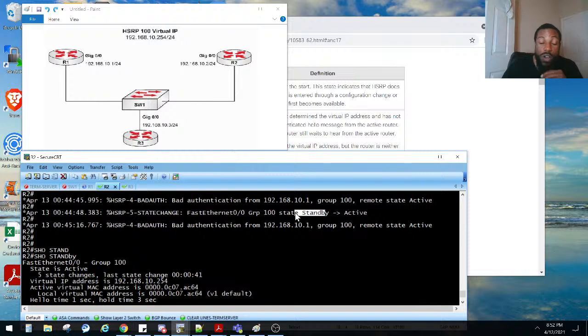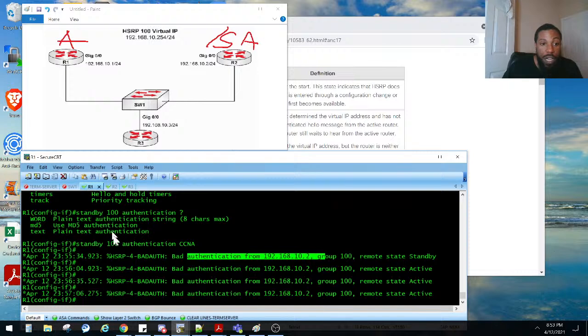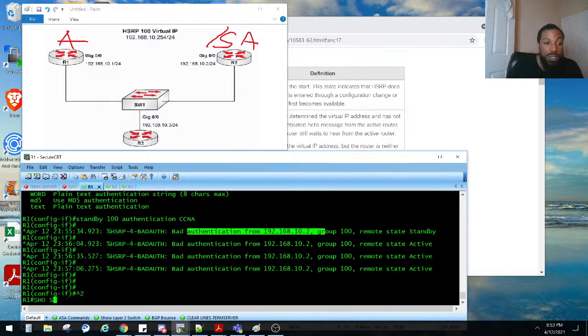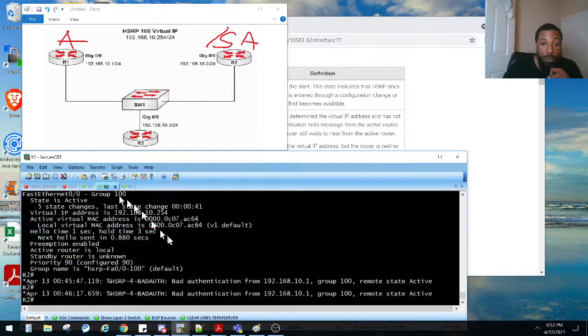Remember, he was in standby. So that's another thing you want to notice too. If you don't have the password, it could potentially change your state in this case, because remember, he was the standby router. We put the key, and then he became active actually. So now we have 2 active routers, right? So he should be active in that group. And then router 1, let's see, show standby real quick. Show standby. And yeah, he's active as well. So we got 2 active routers in this case, right? Let's go ahead and give him the key and see what happens, right?